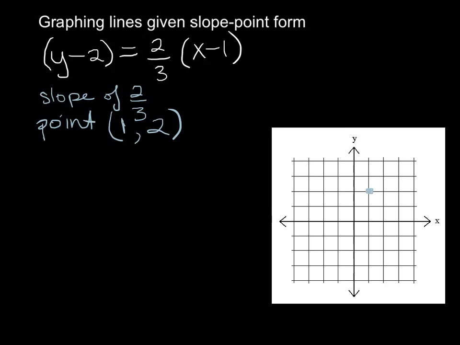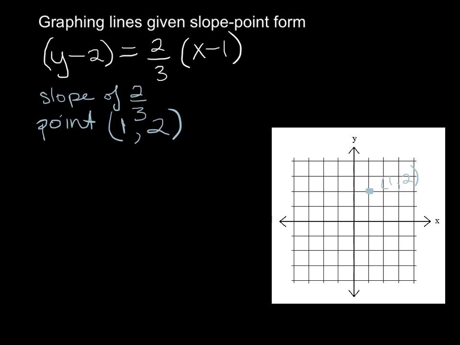Okay. Always nice to label your points on the graph just so that you know where it is, and honestly, your teacher likes it when you label your points. Okay, so now we've got our point plotted, and the next thing we need to actually graph our line is the slope. So our slope here is 2 over 3.